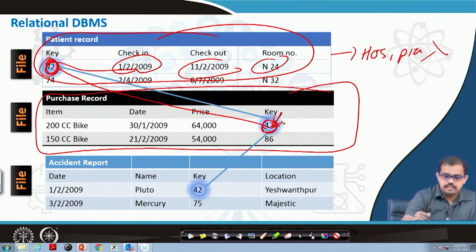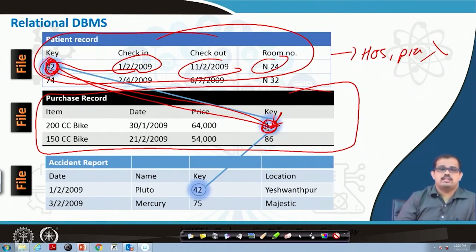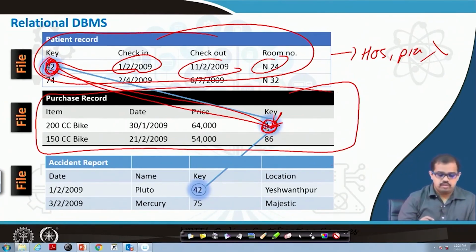Okay, but the relationship is built with 42. Now there is an administrator, or let us say a police officer, who wants to know the entire history of this particular patient. He or she may not need the purchase record of this patient. He or she only needs where the accident happened, how, and what the status of this patient is, where he checked in and checked out.